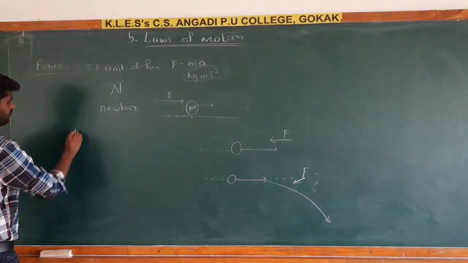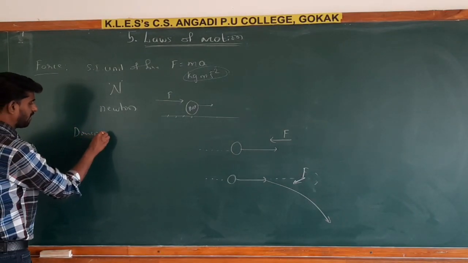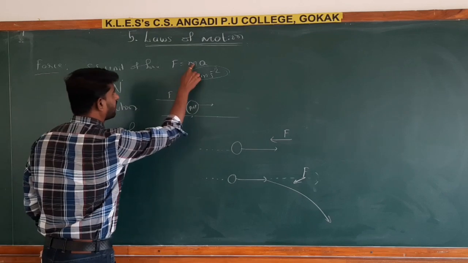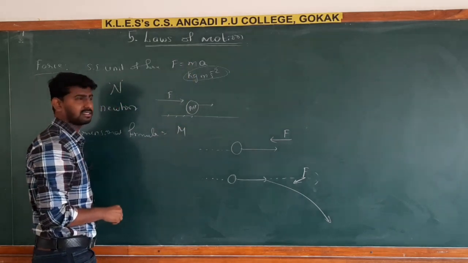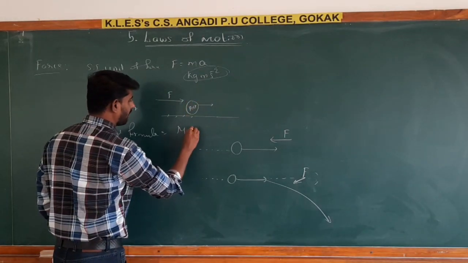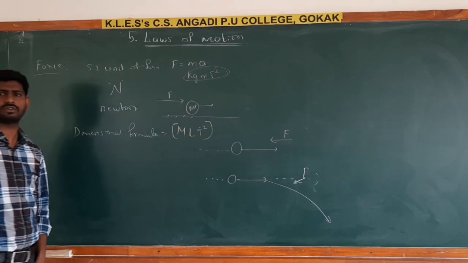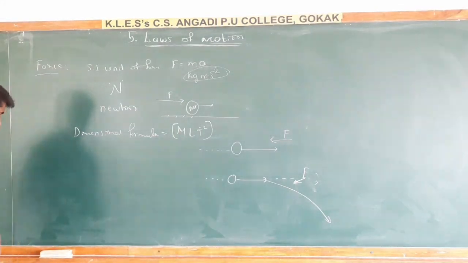And the dimensional formula: for m you write mass, and for acceleration it is 1 dimension in length and minus 2 dimension in time. So M L T to the power minus 2 is the dimensional formula for the force.